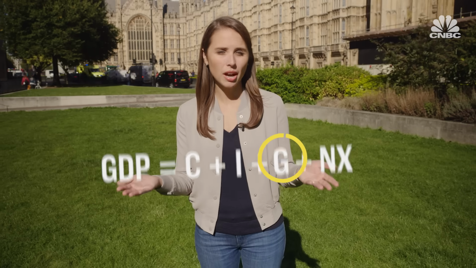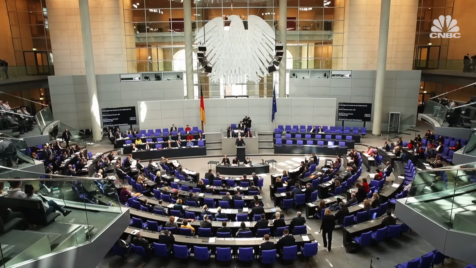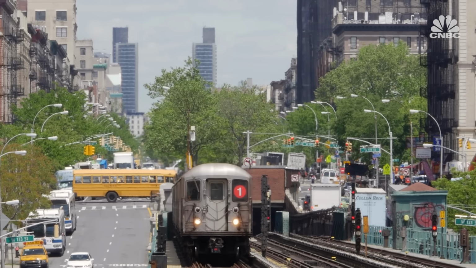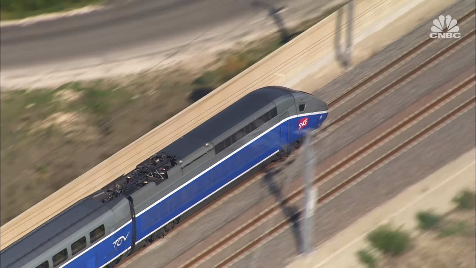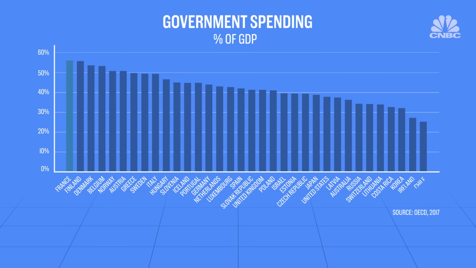Okay, now we get to government spending. This is the money local, state, and national governments spend on things like roads, schools, and defense. Government spending varies a lot depending on each country's approach to public goods and services. Take, for example, France, where government spending amounts to roughly 56% of GDP. That's compared to 41% in the UK and 38% in the US.